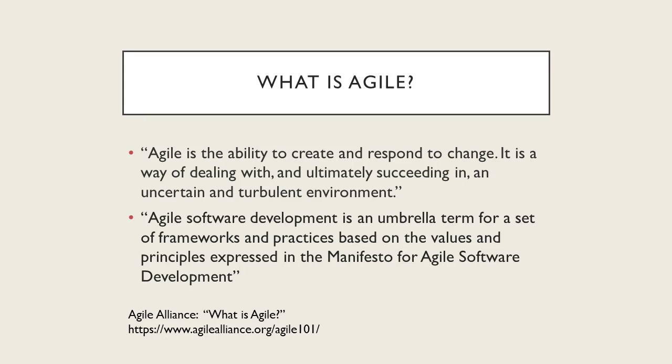What is Agile with regards to software development and the related fields to software development? According to the Agile Alliance, Agile is the ability to create and respond to change. It is a way of dealing with and ultimately succeeding in an uncertain and turbulent environment. Agile software development is an umbrella term for a set of frameworks and practices based on the values and principles defined in the Agile Manifesto.